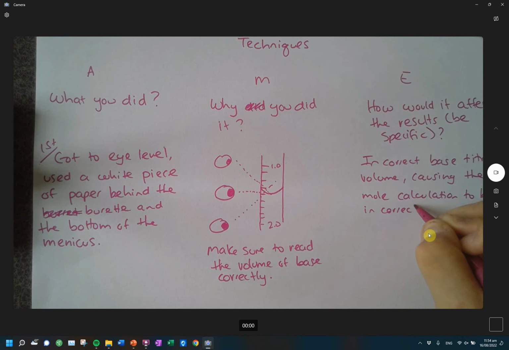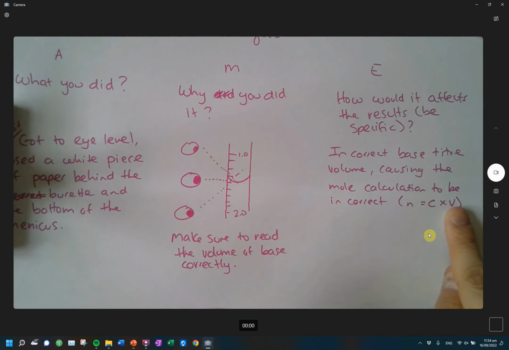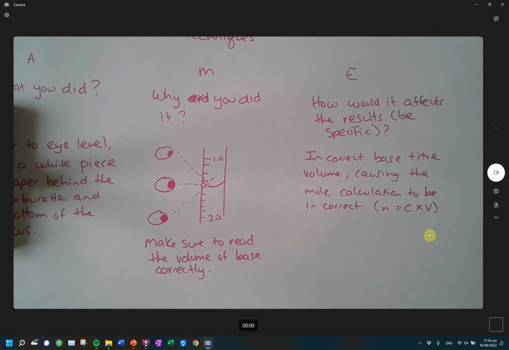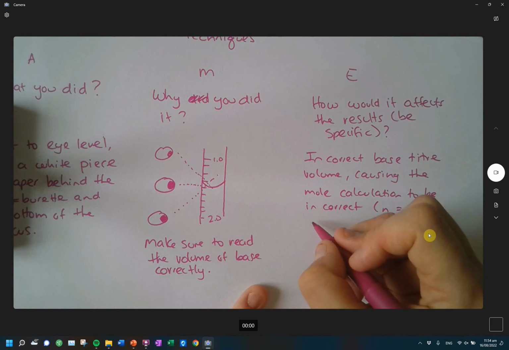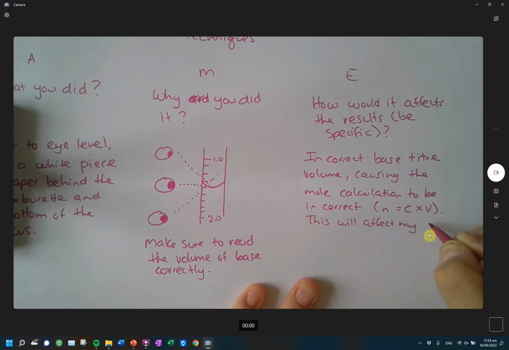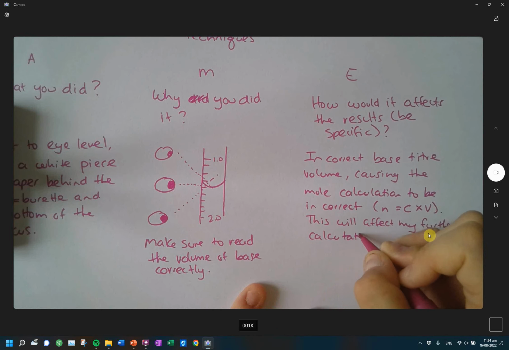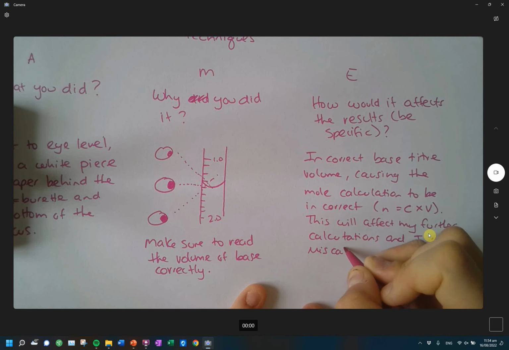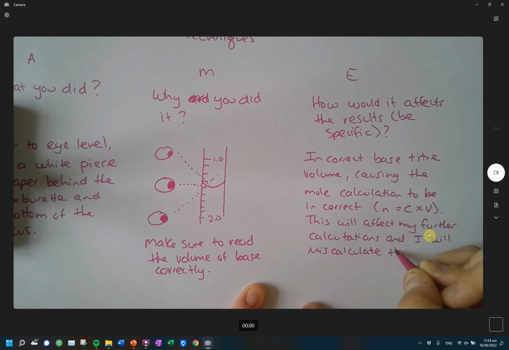So do you remember the mole calculation? We know that the moles is equal to the concentration times the volume. So if I get that volume number wrong, this mole number is wrong. And that's going to compound, and I'm going to miscalculate the acid. It will affect my further calculations, and I will miscalculate the unknown acid concentration.